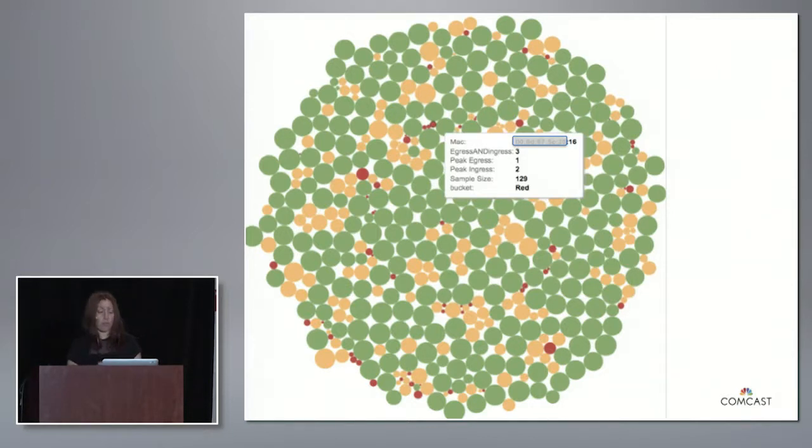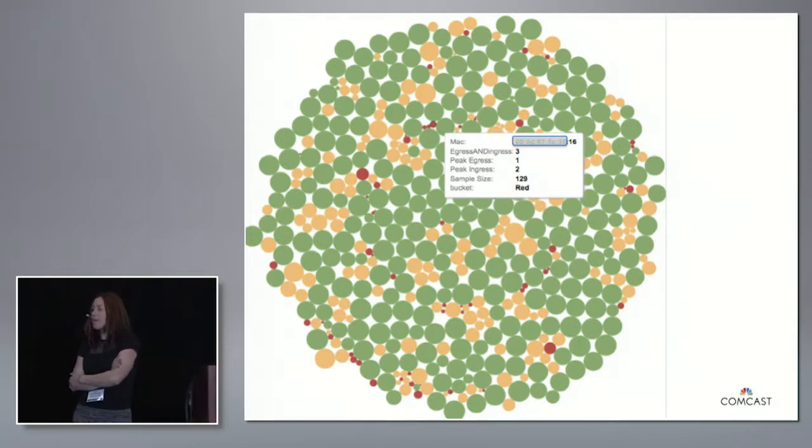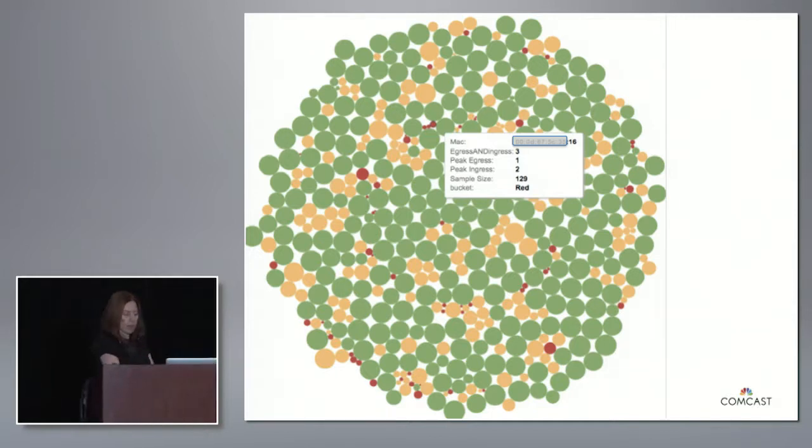Here's a little bit smaller window, where one of the larger red circles is what I'm looking at right now. So 129 times I saw associations active on there, but throughout the entire week, the most I pushed was 3 meg total up and down. That might be something we might want to look at.